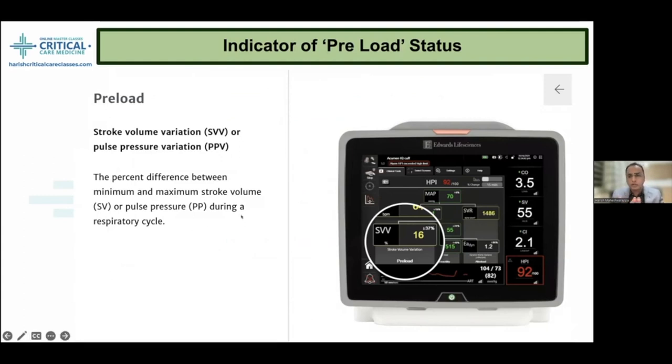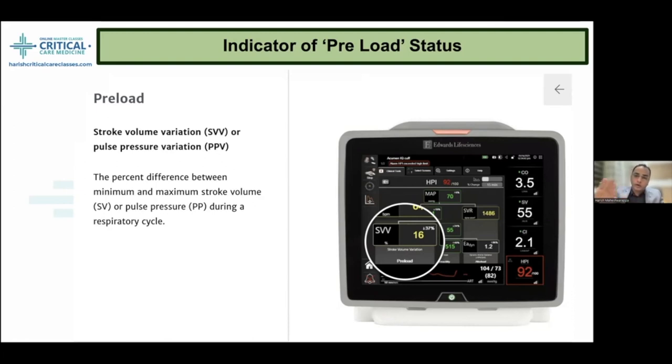But remember, SVV and PPV have some confounding factors. Patient should have a tidal volume of 8 ml per kg. There should not be any severe restrictive lung disease or severe raised intra-abdominal pressure. There should not be severe RV dysfunction, and there should be sinus rhythm and well-controlled ventilation. There should not be any spontaneous effort. If any of these things are there, then we can't use SVV or PPV as a modality to get some idea about the predictiveness of volume responsiveness.